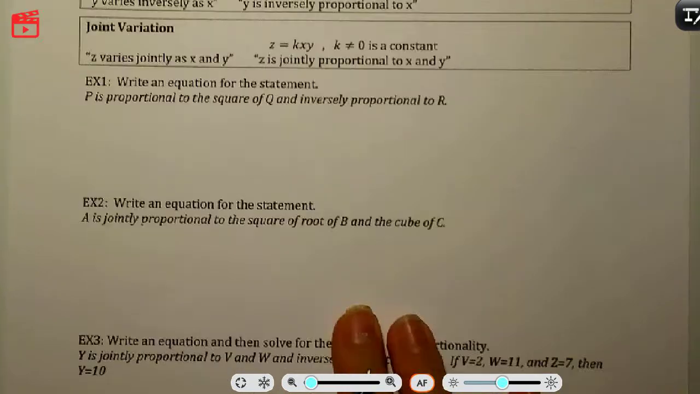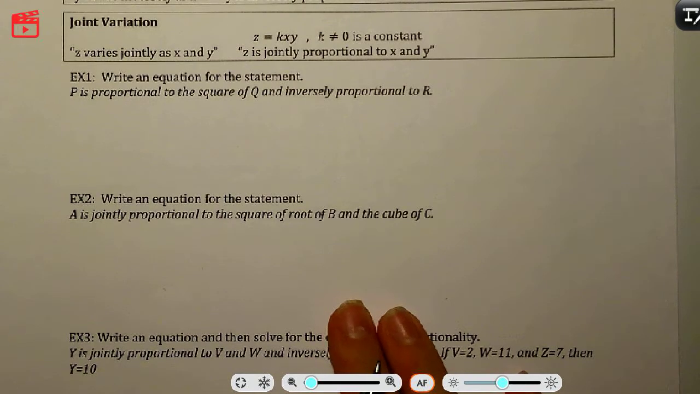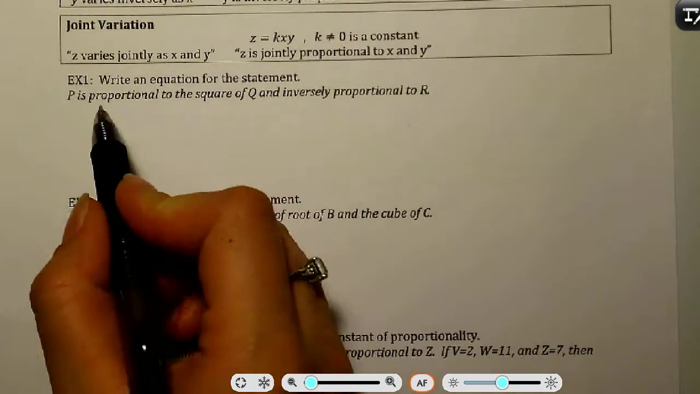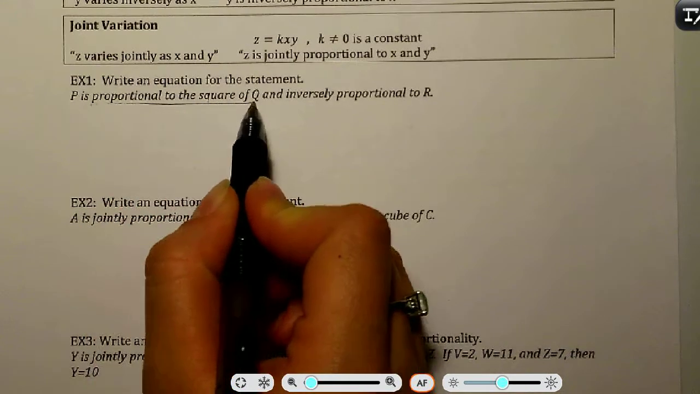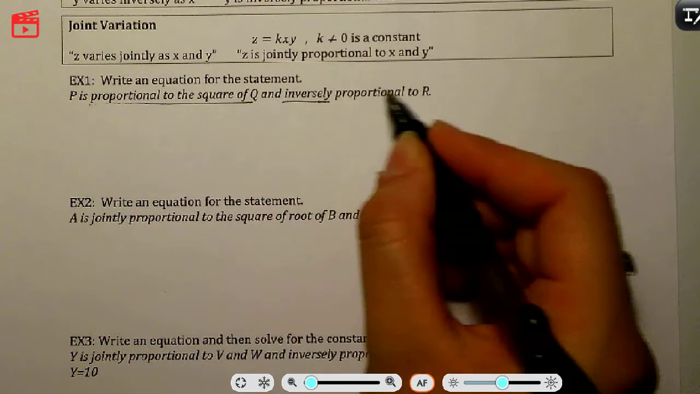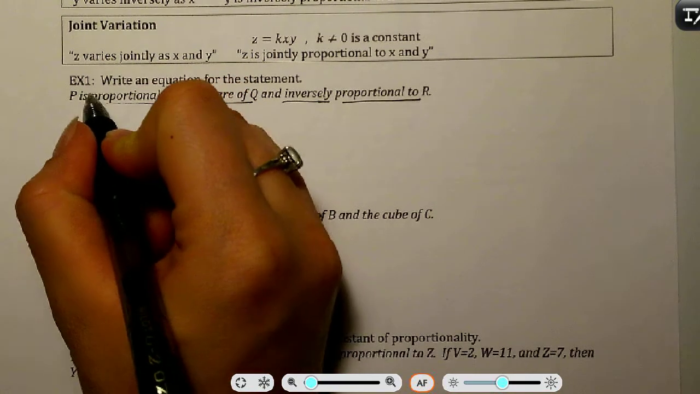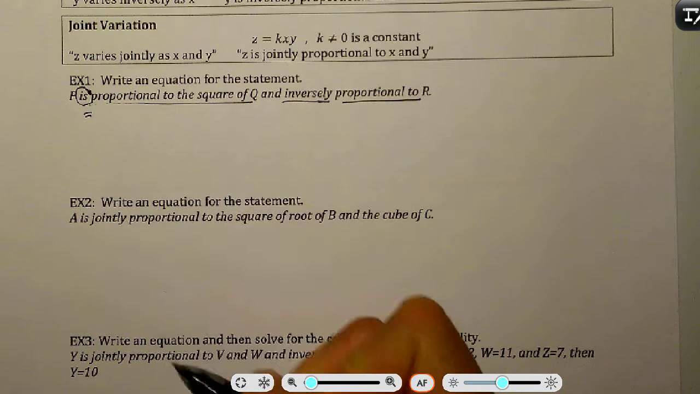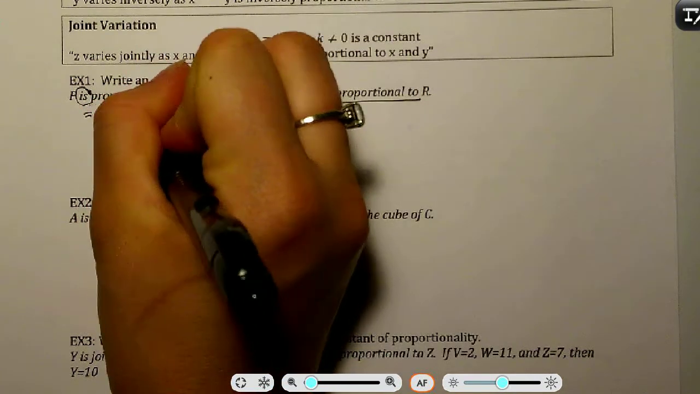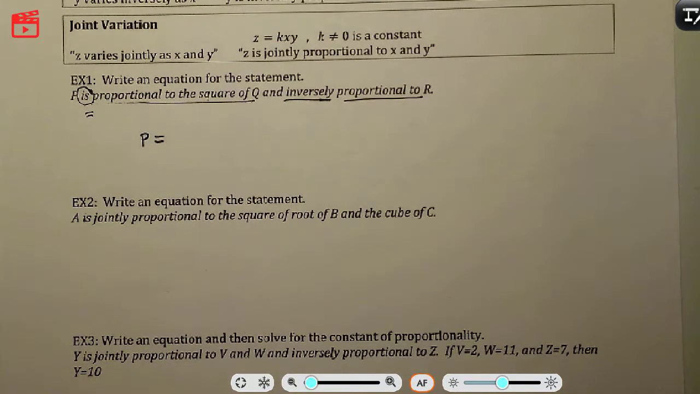All right, let's look at an example and try to create one of these. Write an equation for the statement. P is proportional to the square of Q and inversely proportional to R. So I have two different things. I've got proportional to the square of Q and then inversely proportional to R. Okay, so whenever I see P is, remember is the word for equals in math. So P is, and once we do the equal sign, immediately just plop down K, your constant of variation. Always do that. Something is, boom, constant of variation.